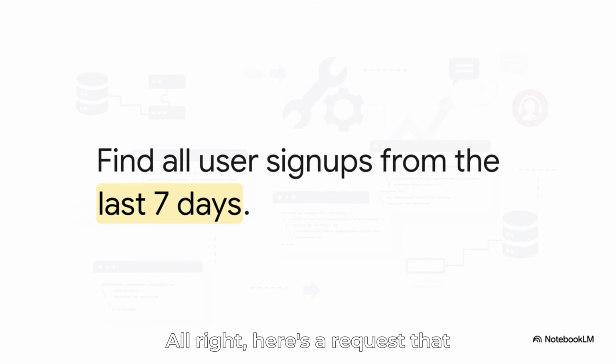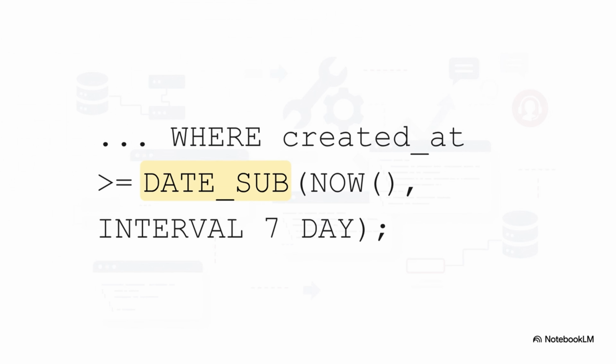All right, here's a request that probably lands on your desk all the time. A manager needs a list of every single user who signed up in the last week. And you just know they're going to ask for it again next week and the week after that. So, instead of hard-coding a date that you'll have to change constantly, we use DATE_SUB combined with the NOW function. This query dynamically calculates the start date as exactly 7 days ago from the very moment you hit run. You can schedule this thing and it'll just work, always giving you the latest info.